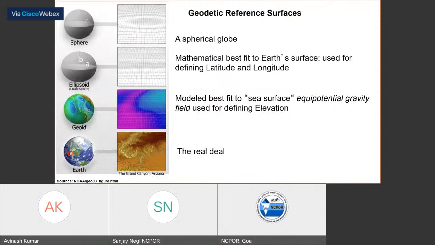So all these different geodetic reference surfaces are used for different purposes. For example, the ellipsoid is used for locating the position of an object on the Earth's surface. Similarly, the geoid is basically used for defining the elevation, and this is how the geodetic reference surfaces are used for examining the Earth.